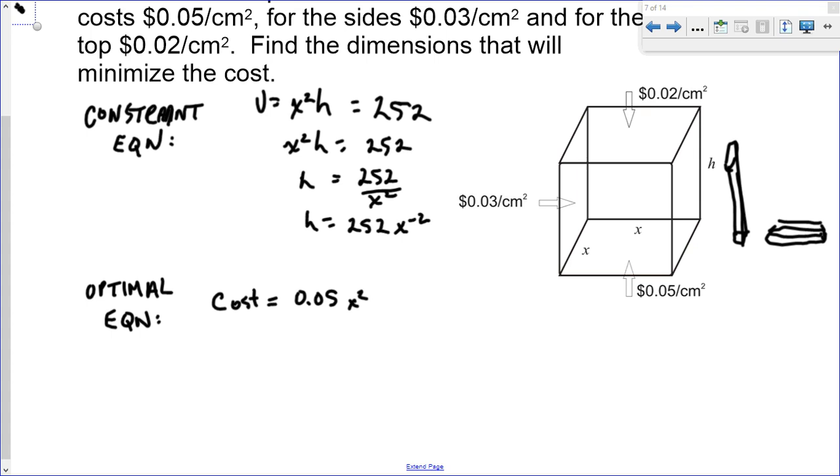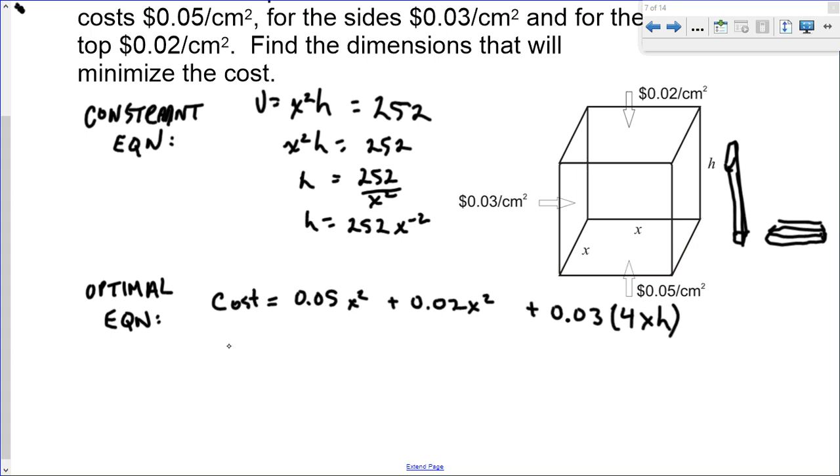The top I'm going to do next. The top is also an x squared, but it's 0.02 dollars. I'm going to write it in terms of dollars. And then the sides are 3 cents a side, so $0.03. And I have 4 sides, and the dimension of each side is xh.